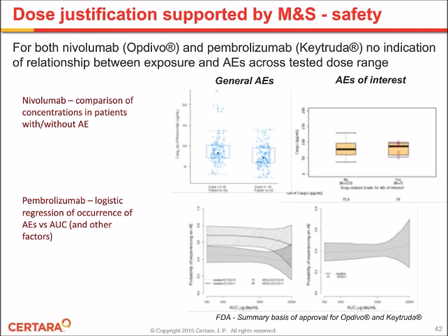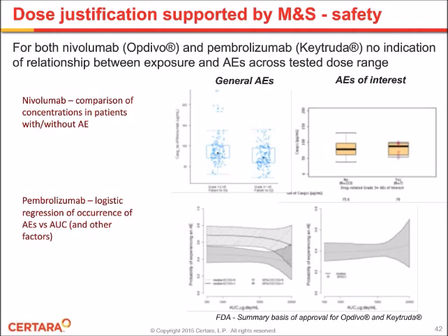For nivolumab, comparisons were made in terms of exposure, so it's C average, between patients with grade 1, 2, so lower grade general AEs, and those with grade 3 or higher general AEs. No clear difference in terms of exposure seen there. Similarly, for the AEs of interest, so the more immune-related AEs, exposures were similar between the patients with or without such an AE.